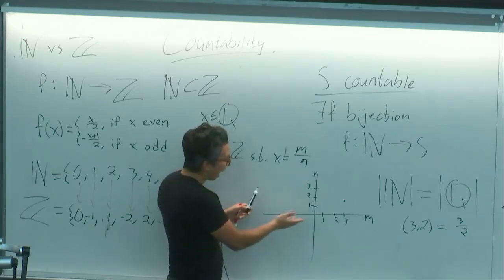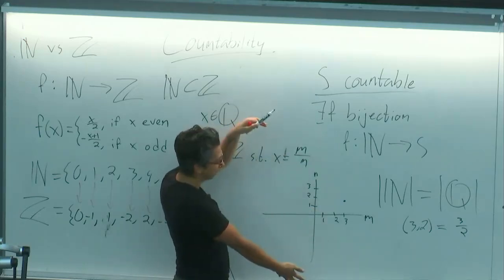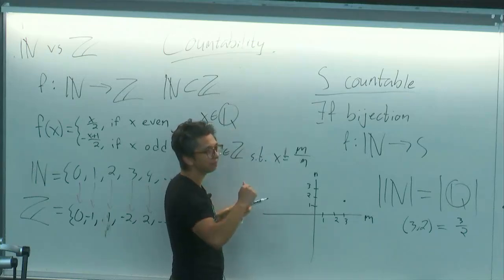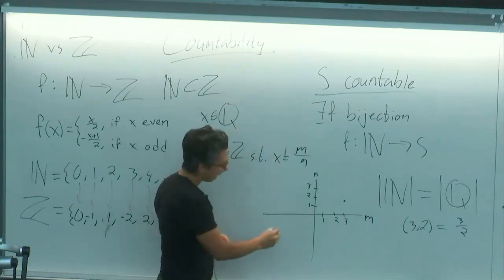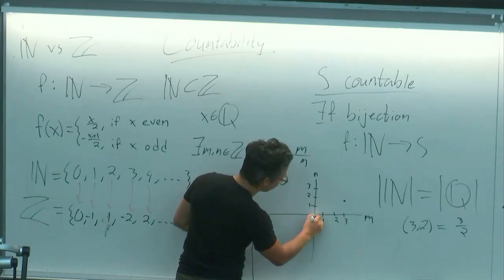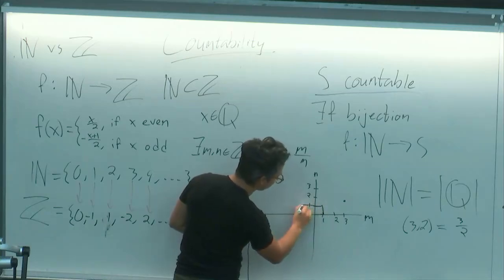And how can we take this two-dimensional grid and make it countable? There's really not time to show it, but you can make a spiral.